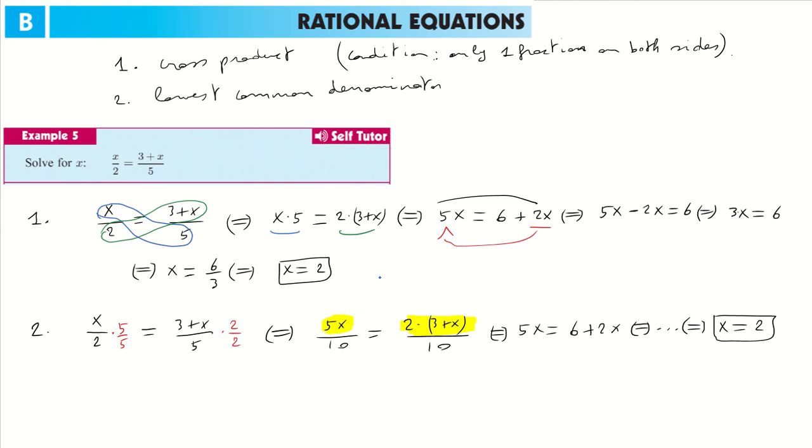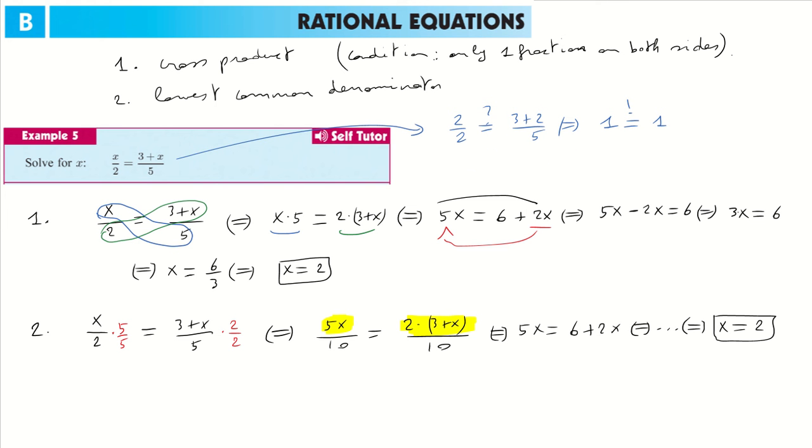Don't forget to check your answer. 2 over 2 on the left hand side, and on the right hand side we have 3 plus 2 over 5. So we have 2 over 2, which is 1, and on the right hand side 3 plus 2, which is 5 over 5 is a 1. So the left hand side is equal to the right hand side.